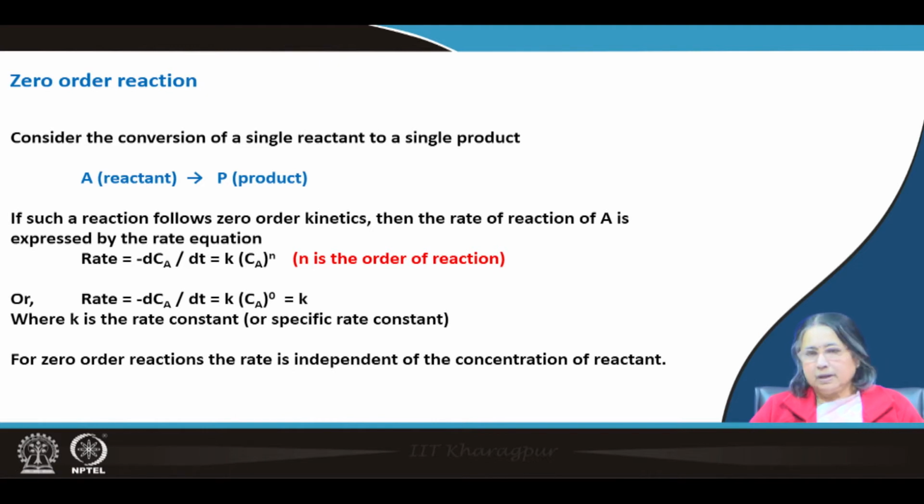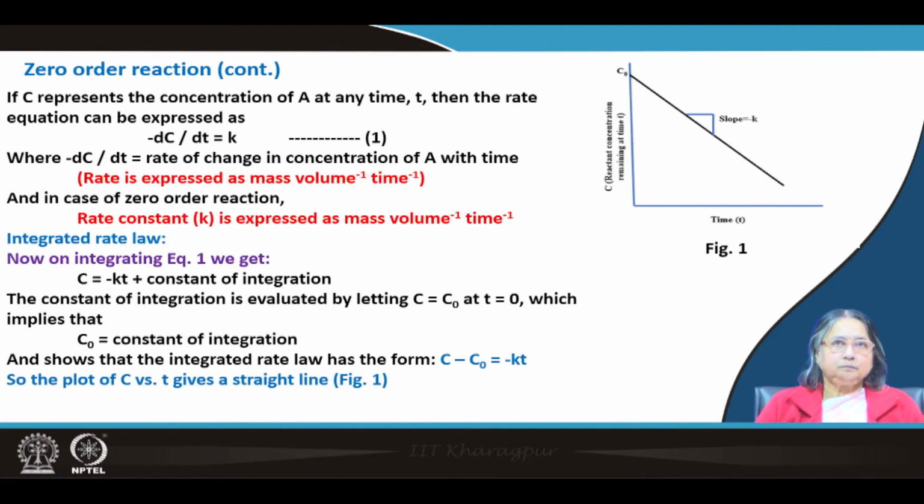Okay. Now, in case of zero order reaction, to make it simplified, instead of writing dC_A/dt all the time, I have removed the A term to make it a little simplified. So, we have seen in the previous slide that the rate, minus dC/dt, is nothing but k. This is for the zero order reaction.